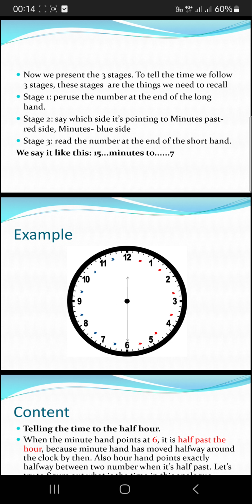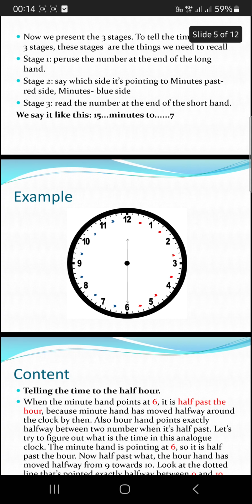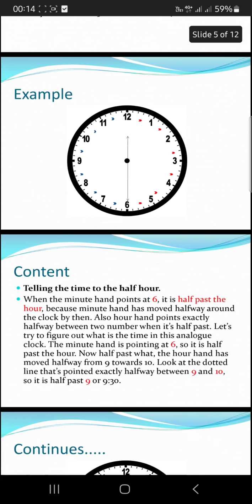These arrows you are seeing here, the red ones, are pointing to minutes past. If you see on the left, there are black arrows there. They are pointing to minutes to, meaning it is before o'clock.